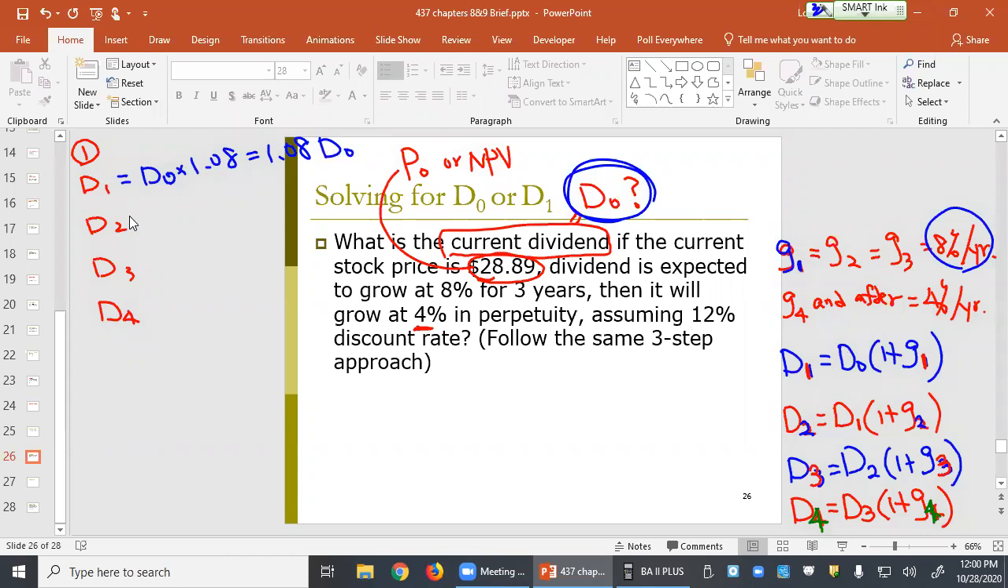Now, step 1, to solve for the next dividend, D2, we're going to start with the previous dividend. So we'll start with D1, then multiply it by 1 plus G2. So what is our D1? D1 is this number, 1.08 D0. So 1.08 D0 multiplied by 1 plus G2. Our G2 is still 8%, so times 1.08. And guess what? We'll temporarily ignore this D0 there. So we'll use this 1.08 multiplied by this 1.08.